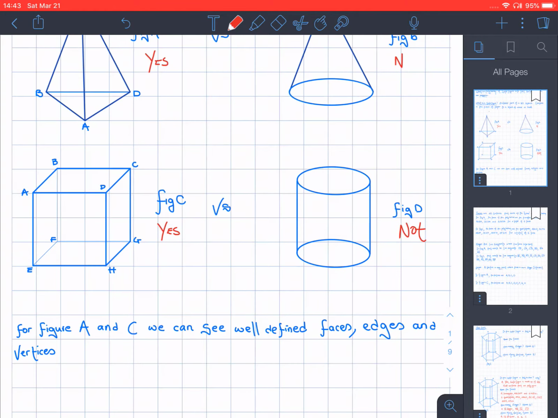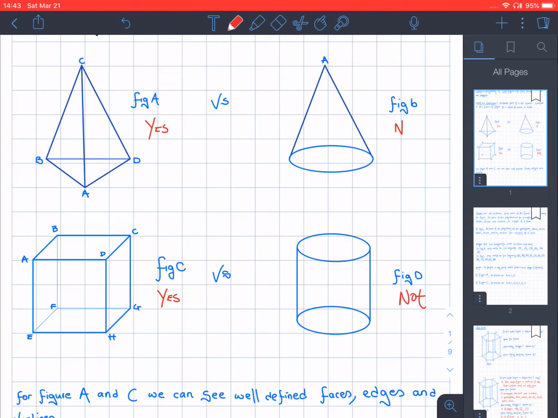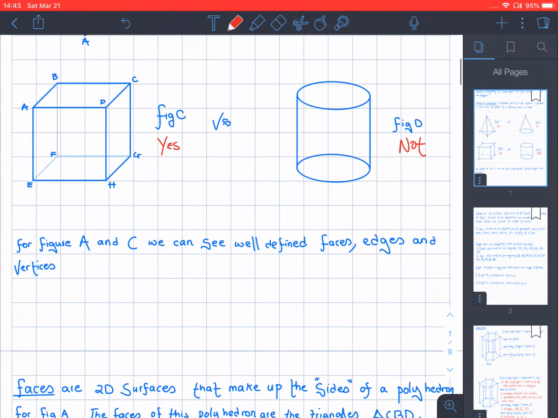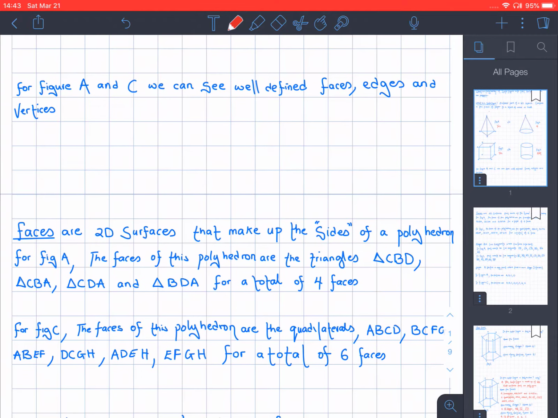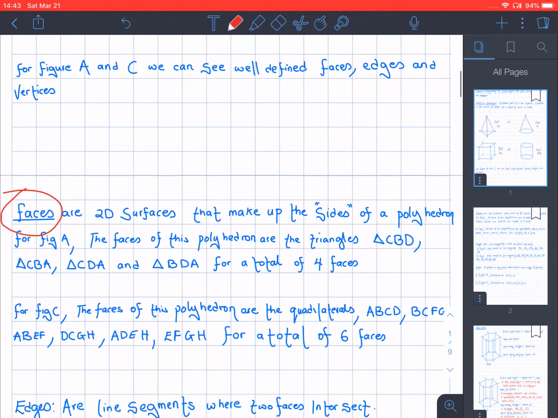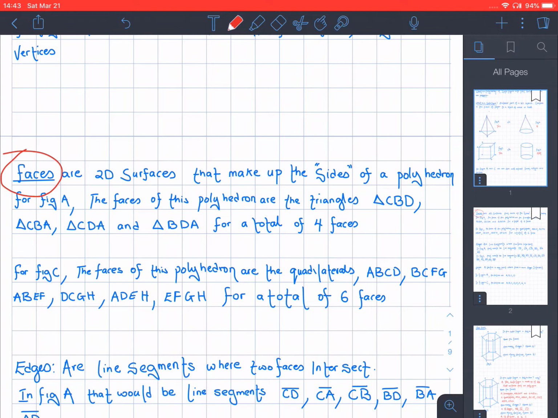Okay, now that we can agree that figure A and figure C are polyhedrons, what are specific characteristics that they have? One thing we learn in the book is that polyhedrons have faces, edges, and vertices. These three things are very well defined and specific to a polyhedron. So what is a face? That's the first one we're going to look at. Faces are 2D surfaces that make up the sides, in quotes, of a polyhedron.